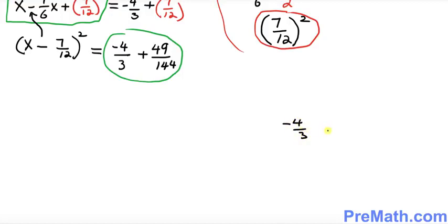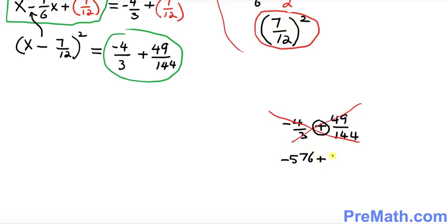-4 over 3 plus 49 over 144, isn't it? Let me show you an easy way. I want you to do the cross multiplication. You cross multiply this way and this way, and you're going to get your answer. So -4 times 144 is going to give you -576, isn't it? And whatever sign, this plus sign, I want you to leave over here.